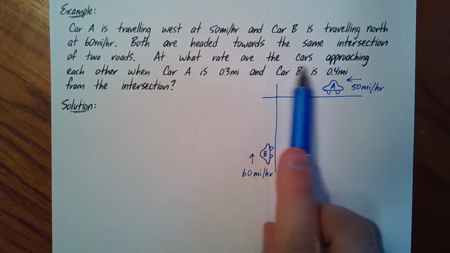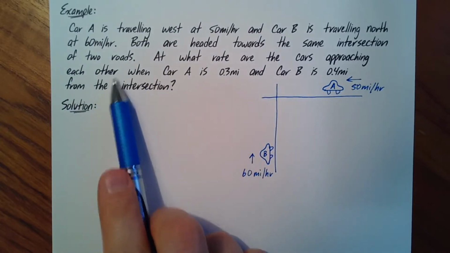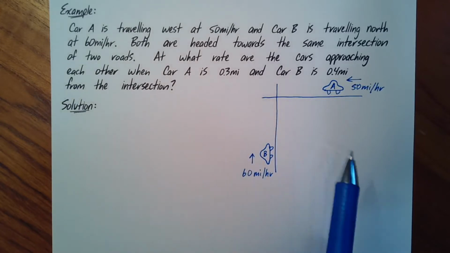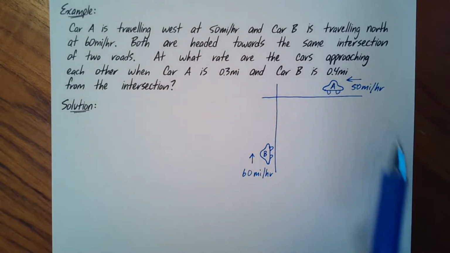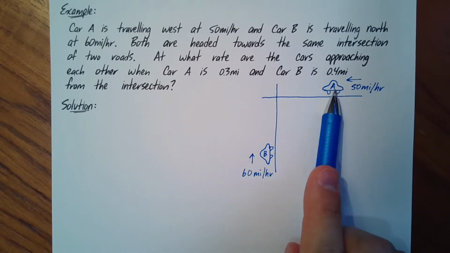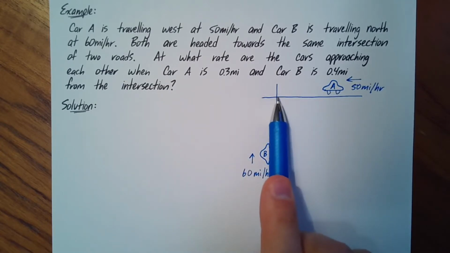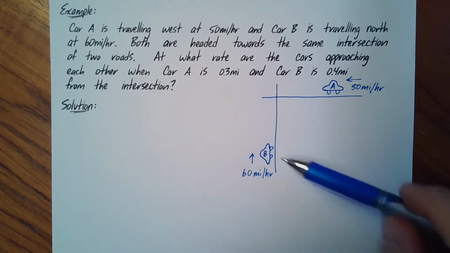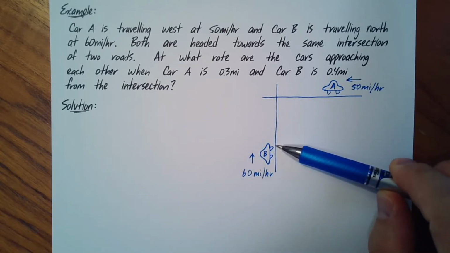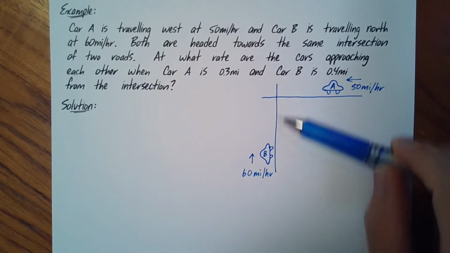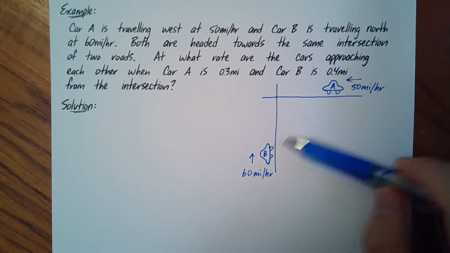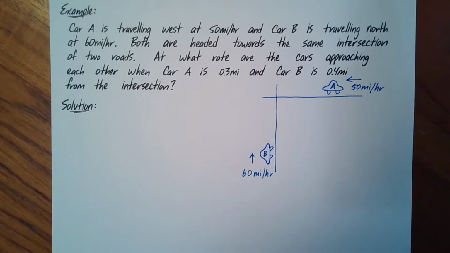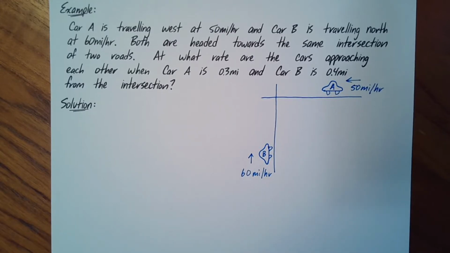At what rate are the cars approaching each other when car A is 0.3 miles and car B is 0.4 miles from the intersection? So at a certain point in time, car A is going to be 0.3 of a mile away from this intersection. The distance between car A and the intersection will be 0.3 miles, and the distance between car B and the intersection along this north-south running road is going to be 0.4 miles. And we want to know, at that exact point in time, how fast are the cars approaching each other?